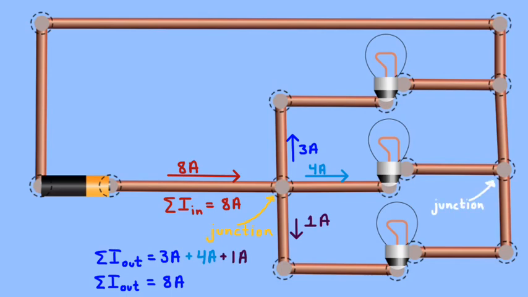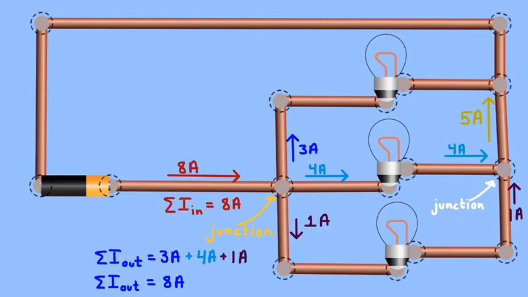Now that's got to be true at all the other junctions. So we take this junction over on the right side and realize that the current in the middle wire is still 4 amperes because there were no other junctions, and the current in the bottom wire is still 1 ampere because there were no other junctions, and the current leaving that junction must be 5 amperes. So it's a real simple rule.